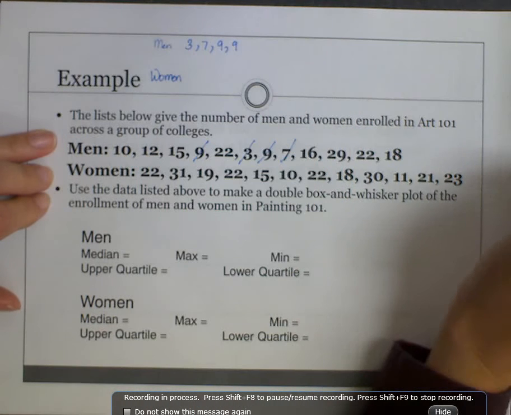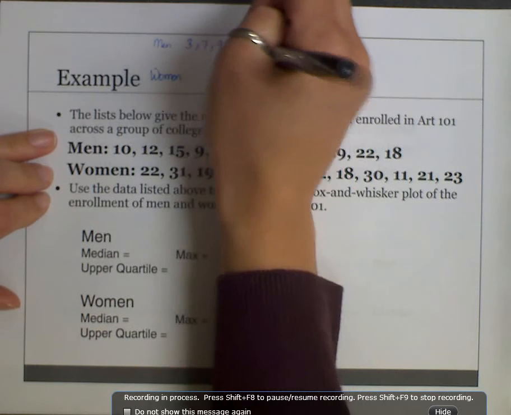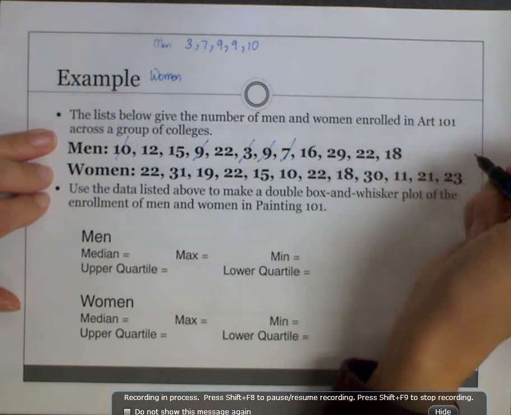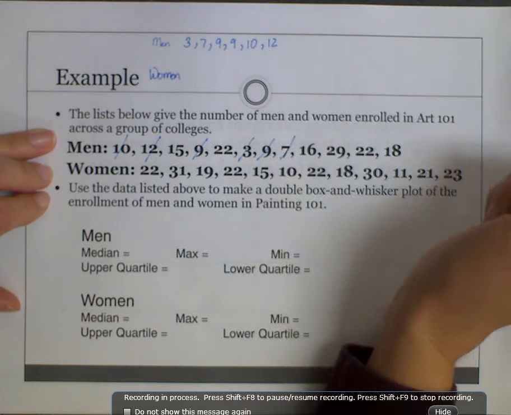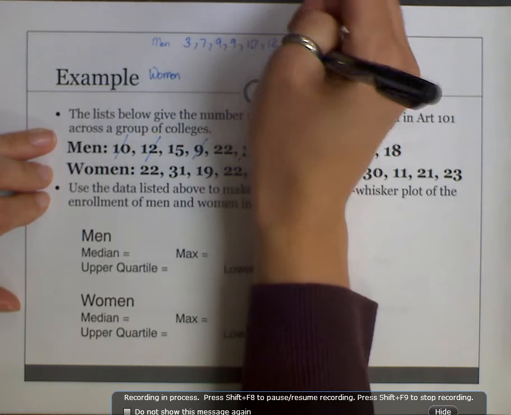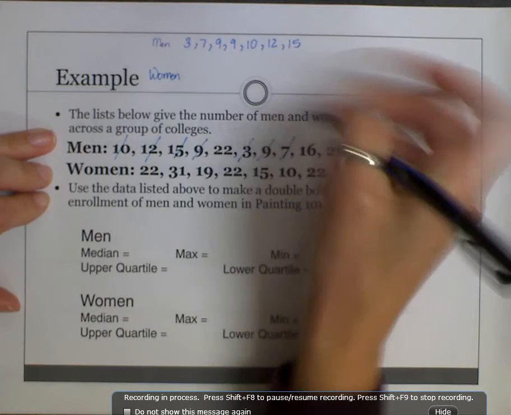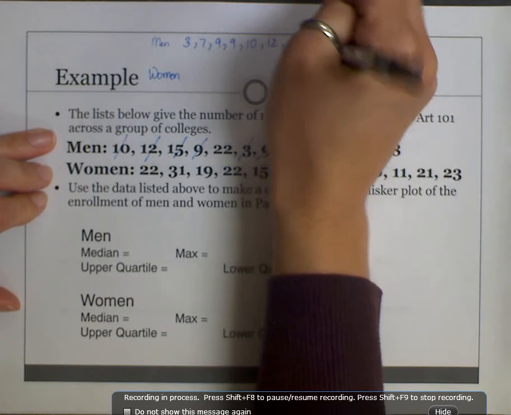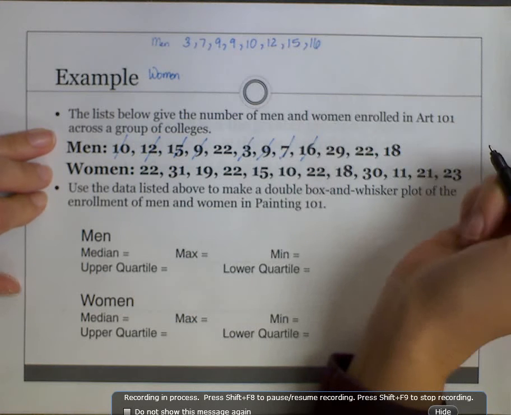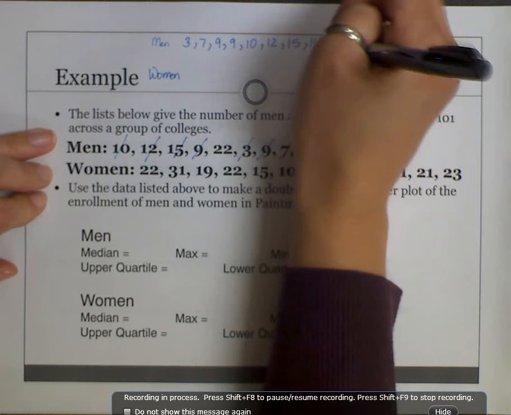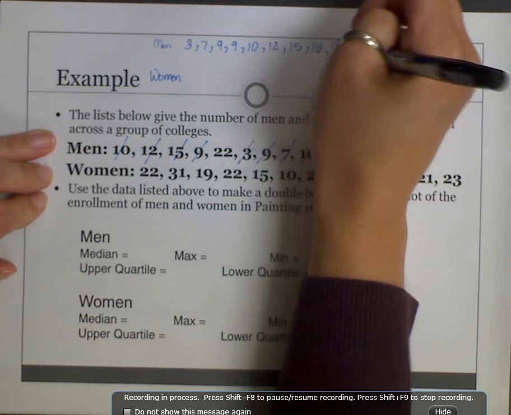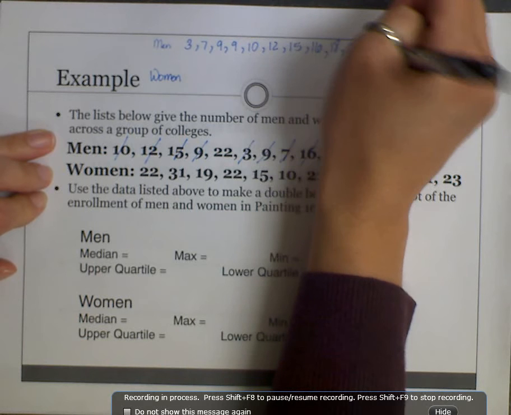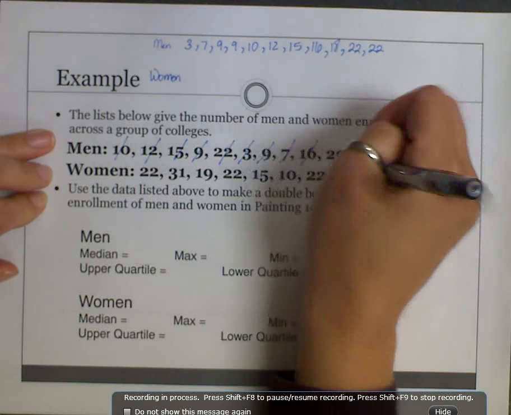After a 9 is a 10. After a 10 comes the 12. After 12 is 15. After 15 is 16. After 16 comes 18. And then we have a 22 twice and a 29.